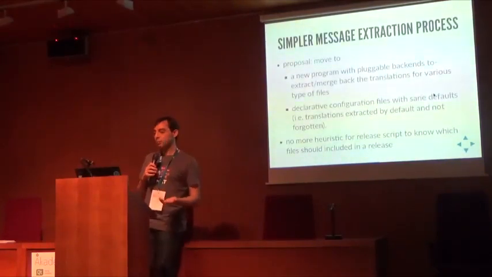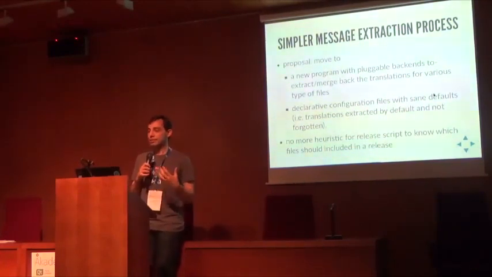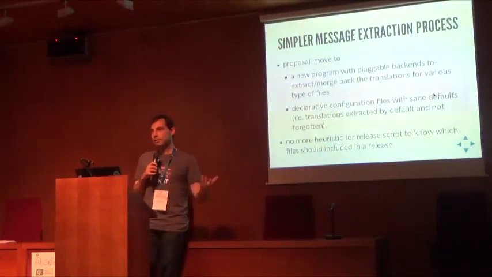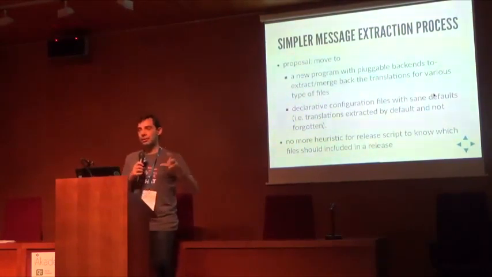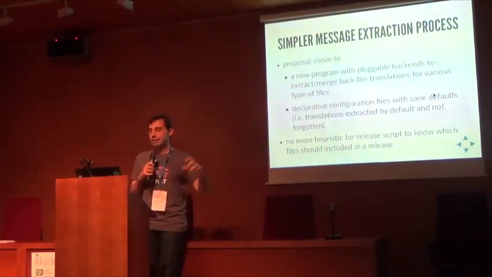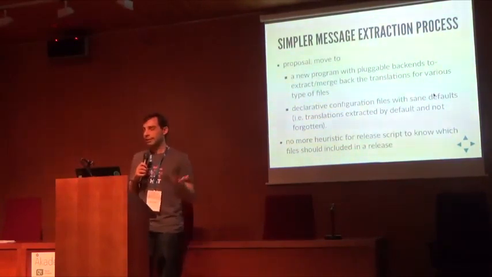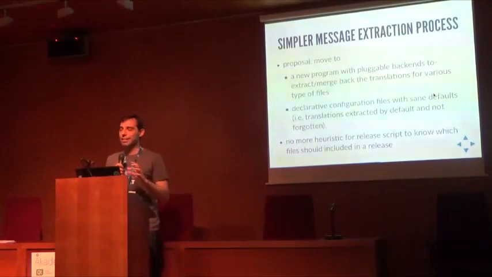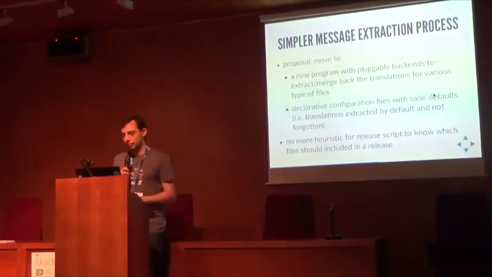So the idea would be, for example, to move to a new program, which would extract and merge back the template for various file types. So instead of having messages.sh, you have this magic base that you call for in a repository, takes a configuration file, and does the magic for all the types it finds in there. Basically, it's moving to a declarative definition of what is translatable and what is not. And that would also simplify release scripts, because now there is a lot of guessing that the release script has to do to understand what is in an archive.